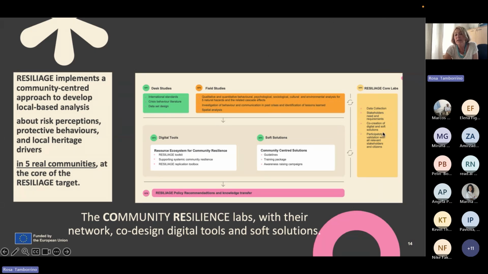Resilient core labs. That means that we work in the project with 5 real communities that are at the core of the target of our project, Resilience.